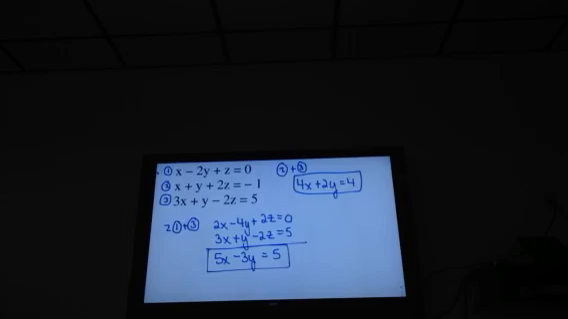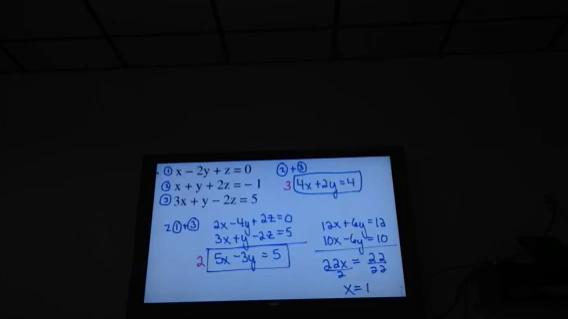So I have a positive 2 and I have a negative 3. That means I'm going to make them 6. So I'm going to take the top one times 3, and I'm going to take this one times 2. So I get 12x plus 6y equals 12. And I have 10x minus 6y equals 10. I add, and I have 22x, y's cancel, equals 22. And then divide, and x is 1.